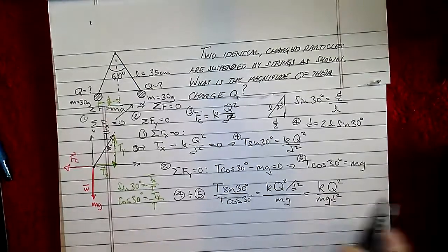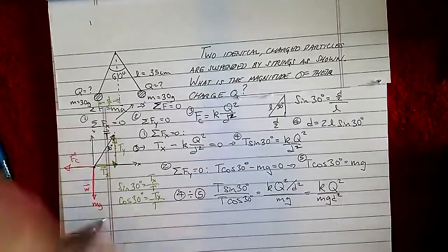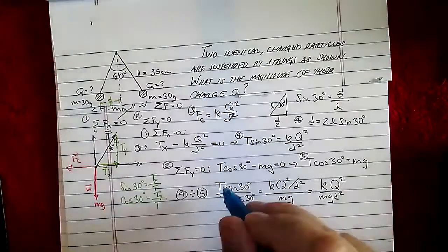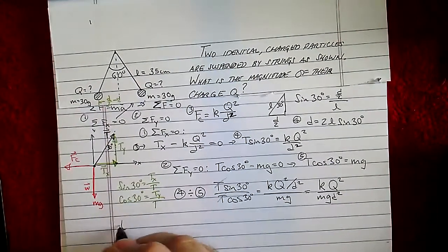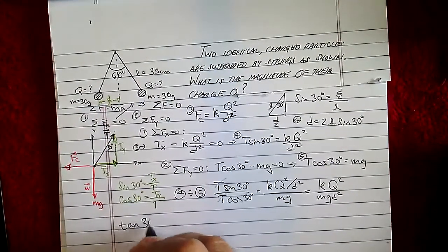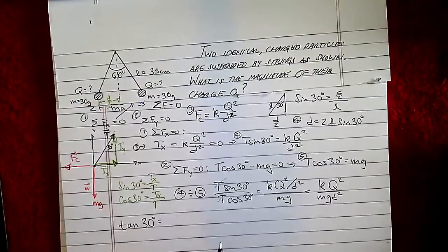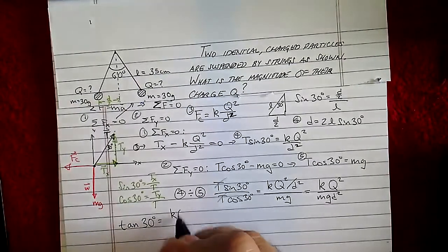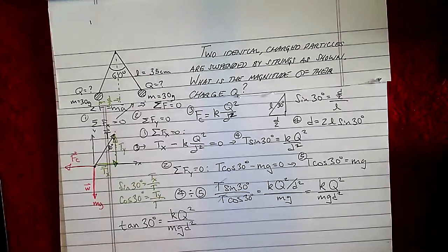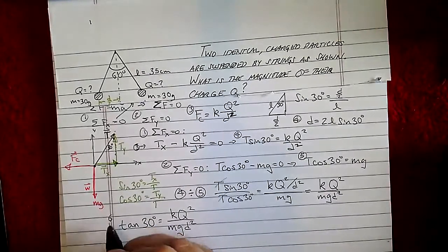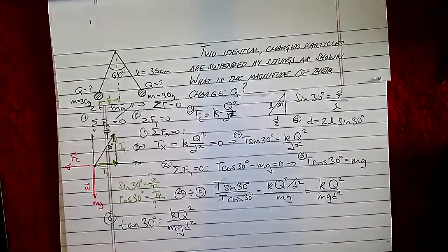Okay. Of course, there's a clear simplification here. We can tell, for instance, that the t's are going to cancel out like I suggested, and sine 30 over cosine 30 is just tangent 30. So I'll say tangent 30 degrees is equal to k q squared over mg d squared. This is going to be called equation 6.